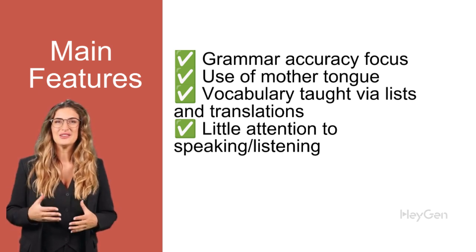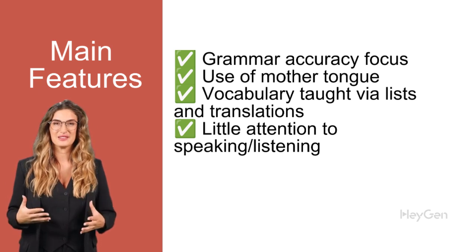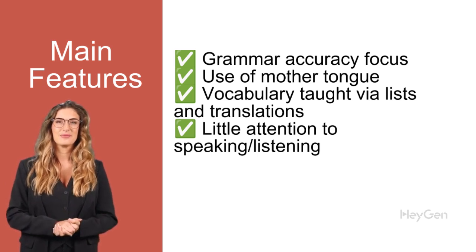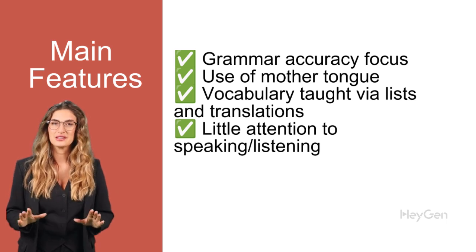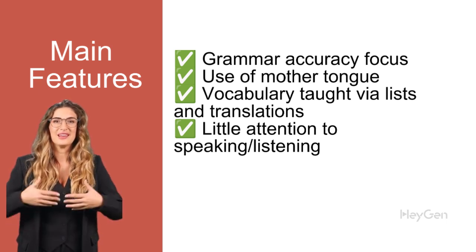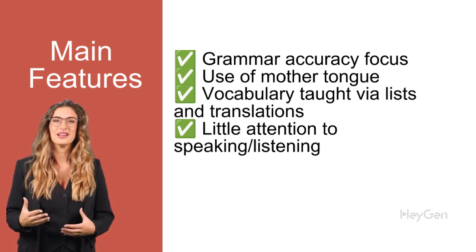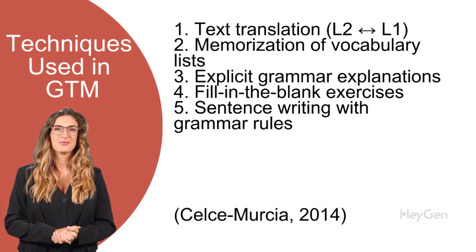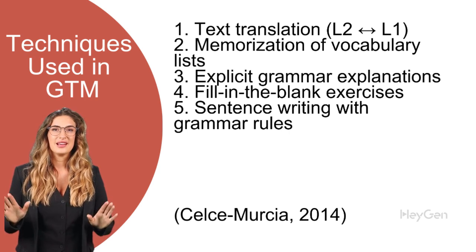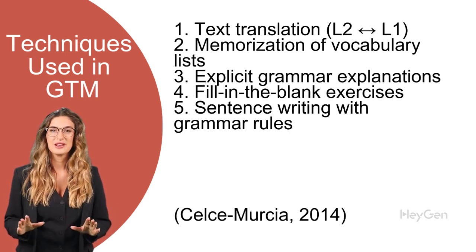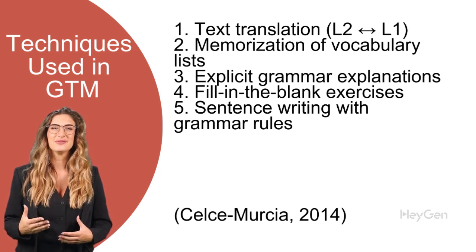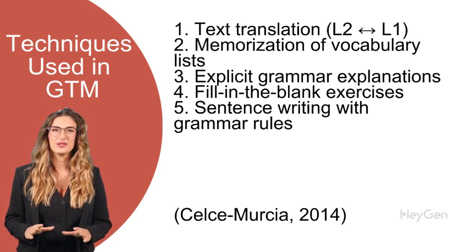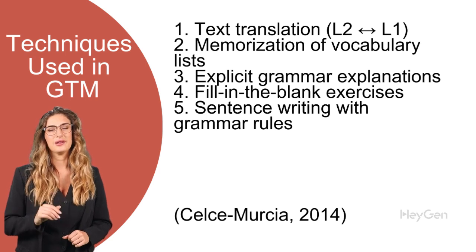Let's highlight the main features. First, grammar accuracy is number one. Second, the mother tongue is always used to explain meaning. Vocabulary usually comes as lists with direct translations. And finally, speaking and listening, they don't get much attention here. In GTM, you translate text between English and Uzbek, memorize vocabulary, study grammar rules, fill blanks, and write sentences. As Celce-Murcia notes, translation and memorization are central.